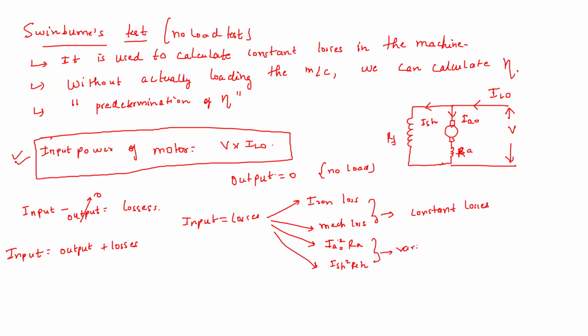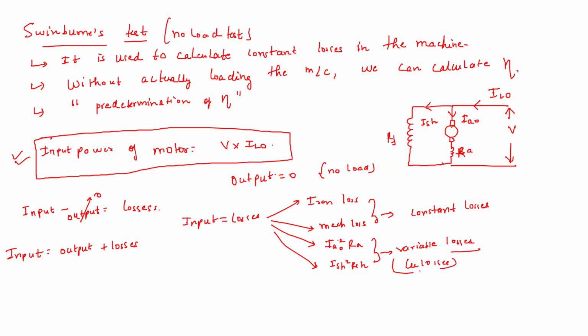These are variable losses. As you change this load current, the armature current changes, and hence the shunt current also changes. So that is why these are variable losses. It depends on the loading. As the load changes, the current changes, and hence these copper losses change.